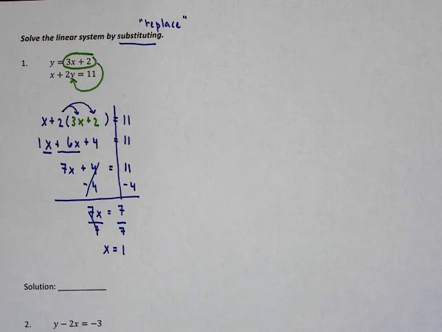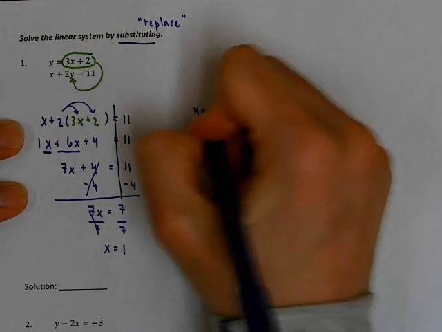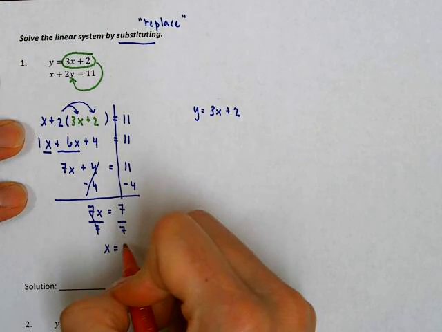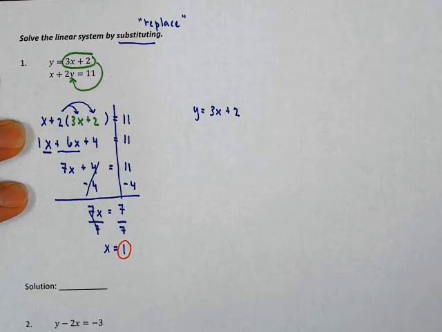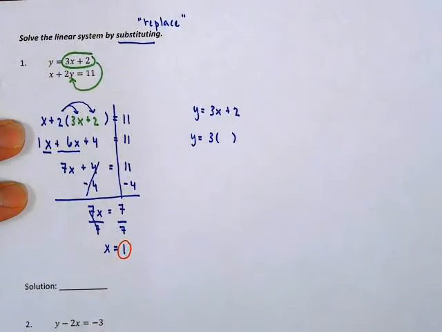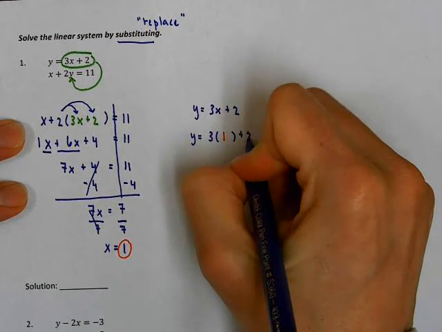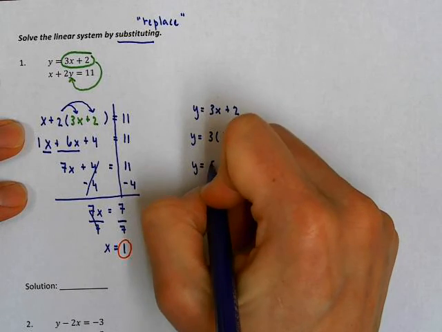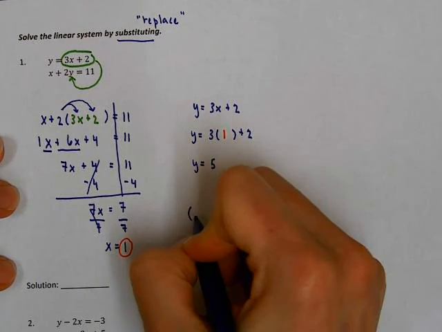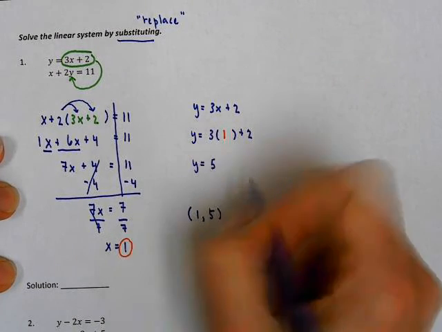So now my job is to figure out what y is equal to. So I know that y equals 3x plus 2. But I know that x is equal to 1. So now I can do y equals 3 times my value of x is 1. Then I have plus 2. If I simplify that, I get y is equal to 5. So the ordered pair, my solution is always an ordered pair, is going to be x, which is 1, comma, the y value, which is 5.